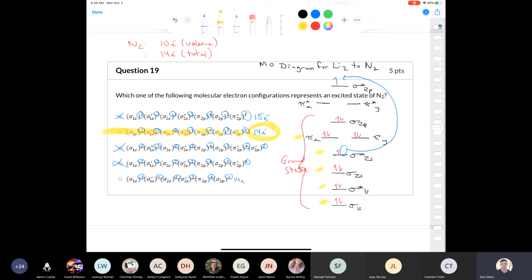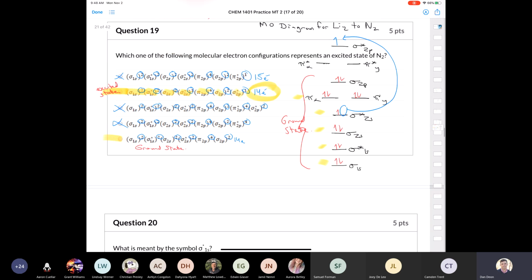So it becomes a battle between these two here. But you can see that this one at the bottom is the ground state. And this one here is the excited state. All right, there we go. Well, let's move on to question 20.